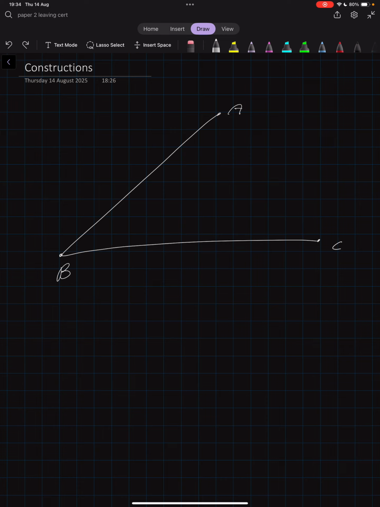What you do is, you grab your compass, you put one end on the point B, and you do a little dash up here. Keeping the same length, you do another dash down here. Now, at these two dashes, you will keep the length of the compass the same. You will then place it on those dashes, and you will do quick little lines like this. Wherever these meet, this is your perpendicular bisector.